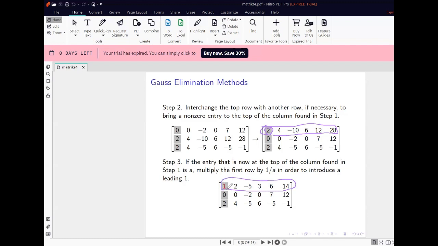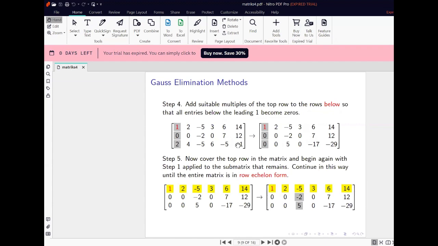Okay, we go to the next step. The next step is to make this 0. The operation, as we see on the next page, is to add suitable multiples of the top row to the rows below so that all entries below the leading one become 0. Because the second row is already 0, we can skip the second row. We go on to the third row.